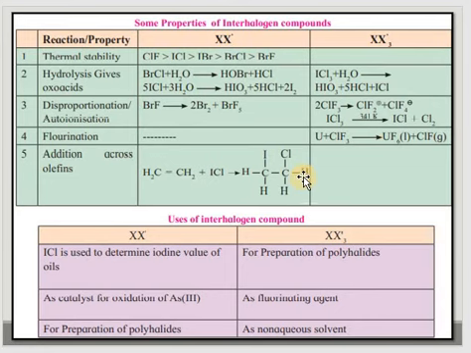Uses of interhalogen compounds. ICl is used to determine the iodine value of oils. XX3 for the preparation of polyhalides. It is also used for the oxidation of arsenic 3. As a fluorinating agent in non-aqueous solution, XX3 pattern interhalogens could be used.